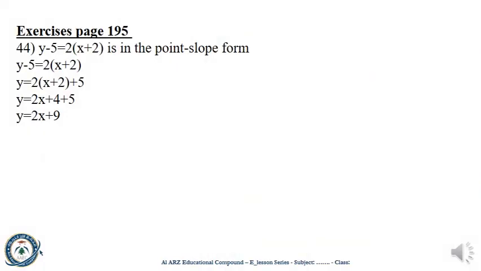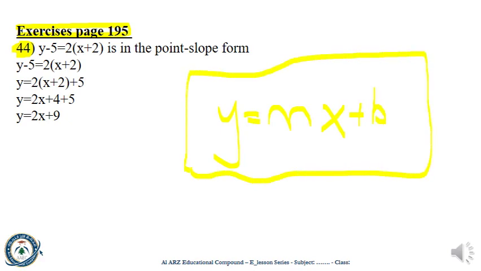Now, before we move on to the last part of this chapter, I wanted to talk about exercise 44, page 195, and it's a pretty simple exercise. He said in the book, write each equation in the slope-intercept form. So you're going back to this form, y equal mx plus b. And basically, to turn this equation into this form, you're going to isolate y.